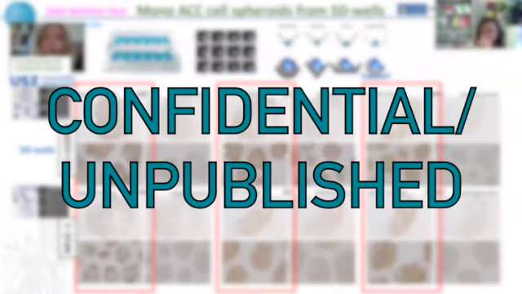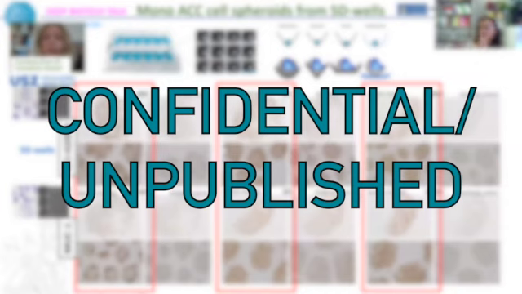So the next type of in vitro 3D system has been derived and developed by Constance Hantel in Zurich, one of the major specialists in cell and animal models for ACC study.